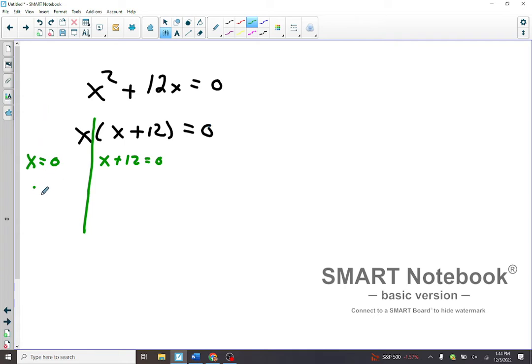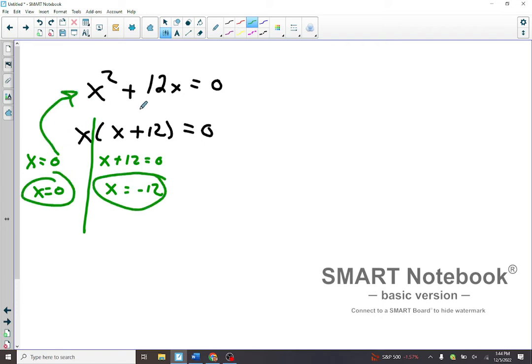So my answers are x equals 0 and x equals negative 12. Why though? Because if I plug those two numbers into the original, they fit the equation, making it 0. In the instructions it says solve for x. So when something is split in half like that, x equals 0 when it's by itself. Yeah, that's a quick way to think of it.